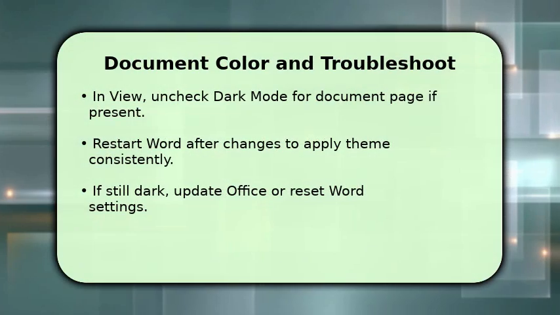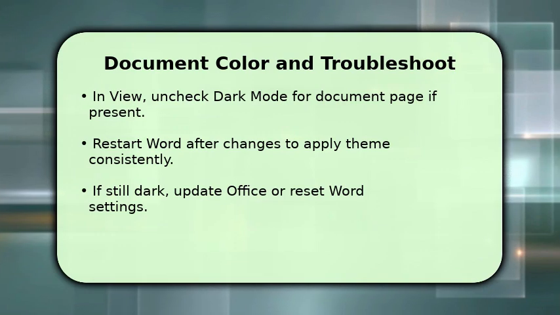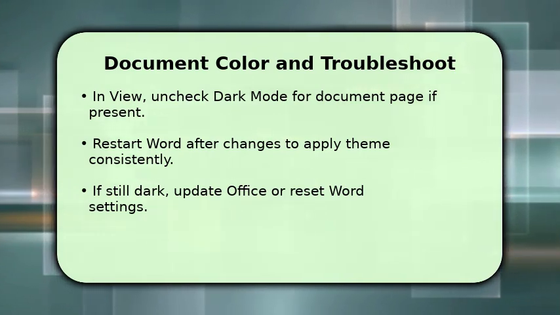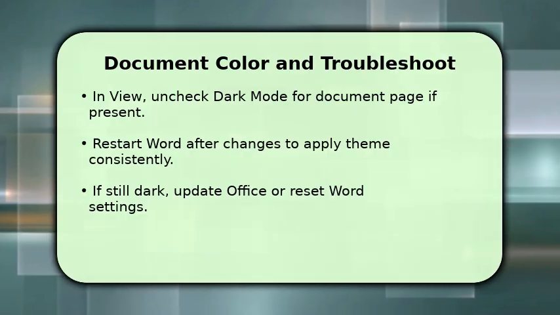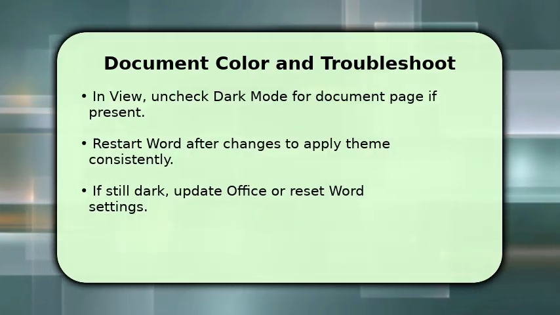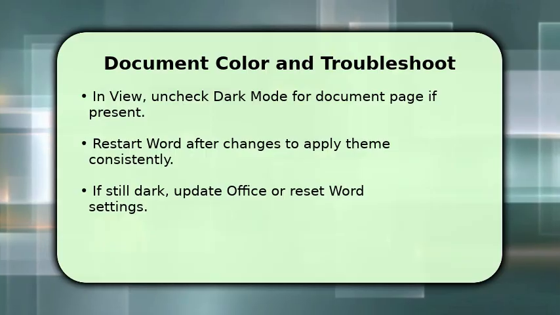Finish by adjusting document-specific color. Go to View or the Dark Mode toggle and turn off Dark Mode for page content so the page background becomes white. Then close and restart Word to make changes persistent across documents.